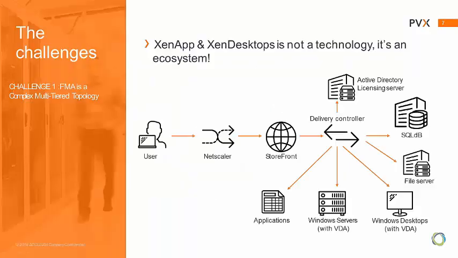So the challenge is FMA. It's a complex multi-tiered topology. It's not a classic three-tiered application architecture. It's a complex multi-tiered architecture, with NetScaler as an example here, providing SSL termination, compression, and load balancing, and then access to the storefront, which is the basic web server that delivers the service catalog to users.